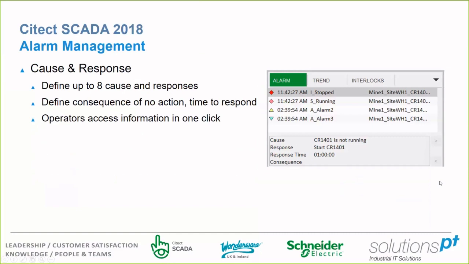We touched on this briefly: cause and responses. You can define up to 8 cause and responses per alarm, and essentially this provides the operator with key information as to what response is typically expected of them, the response time, and the consequence of not actually taking any action.